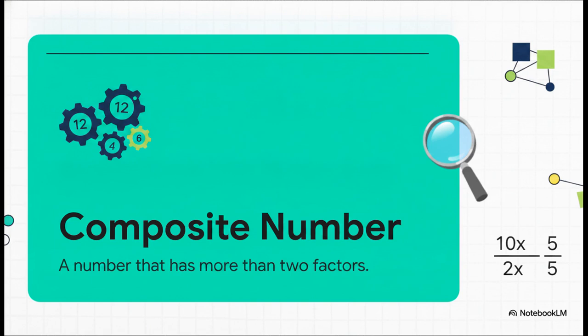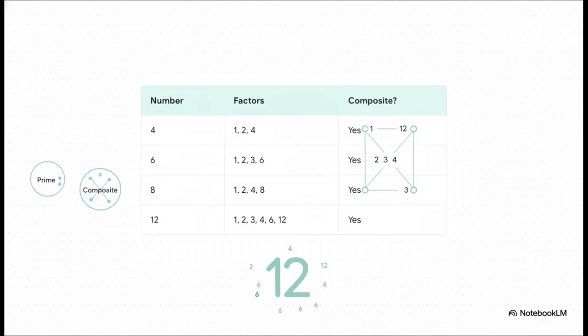You can break these down into smaller integer pieces, which is incredibly useful when you're trying to simplify fractions or algebraic equations later on. For example, let's analyze the number 12. You can make 12 by multiplying 1 and 12, 2 and 6, or 3 and 4. That gives it a total of 6 different factors, definitively placing it in the composite category. Ultimately, the whole difference between prime and composite just comes down to counting those distinct factors.